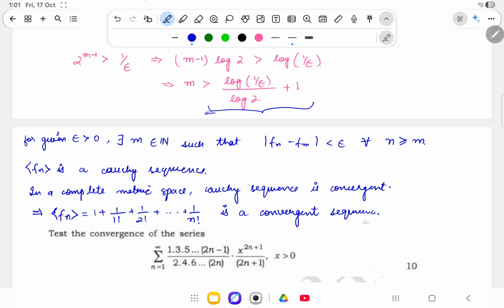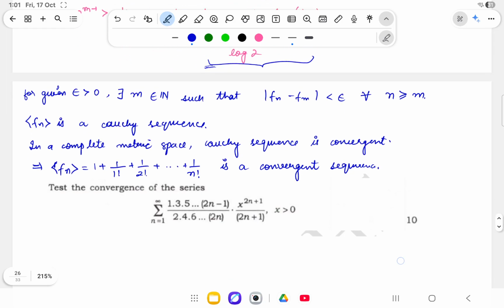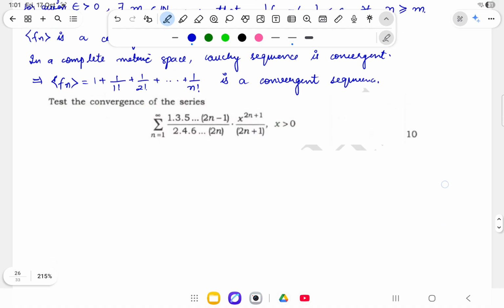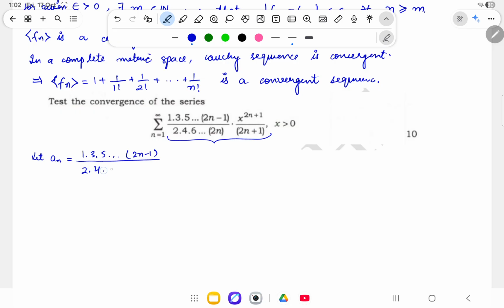Now let's move on to the next question. The next question gives us a series and we're supposed to check its convergence. Let's name one term of the series an. So my an is equal to 1 times 3 times 5 up to 2n minus 1 divided by 2 times 4 times 6 up to 2n, multiplied by x raised to 2n plus 1 divided by 2n plus 1, and here x is always greater than 0.